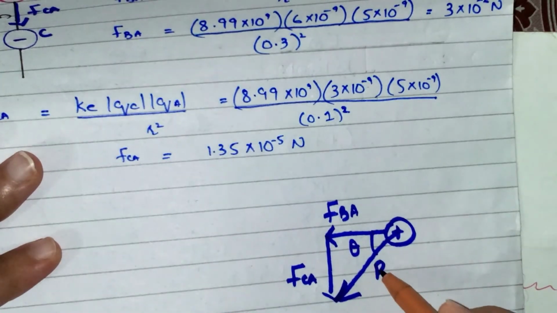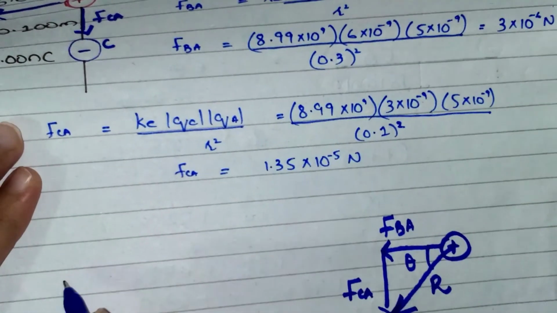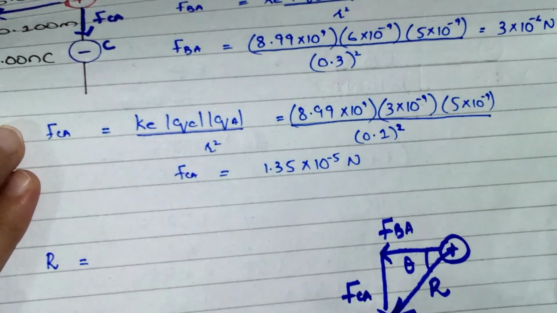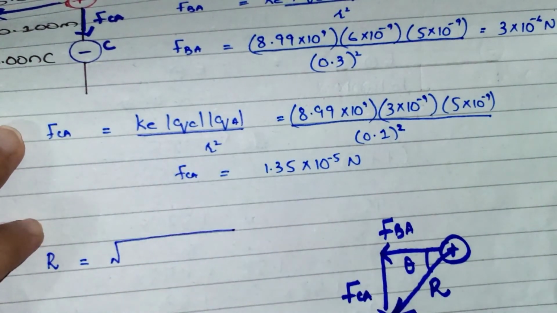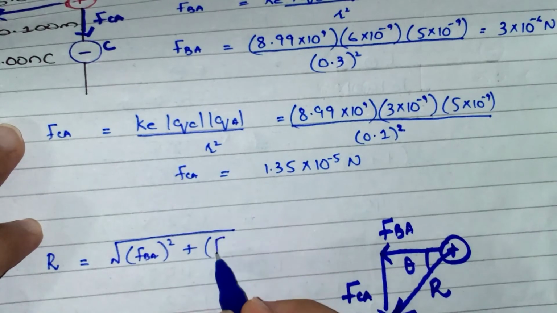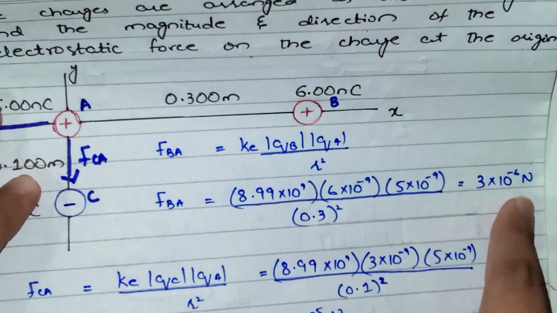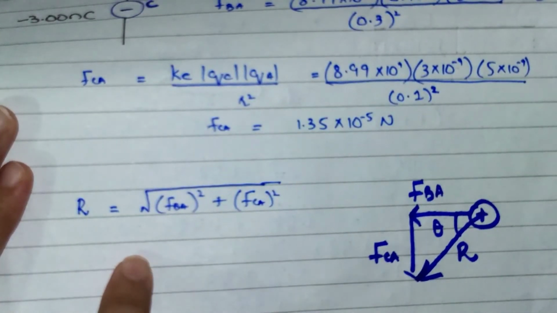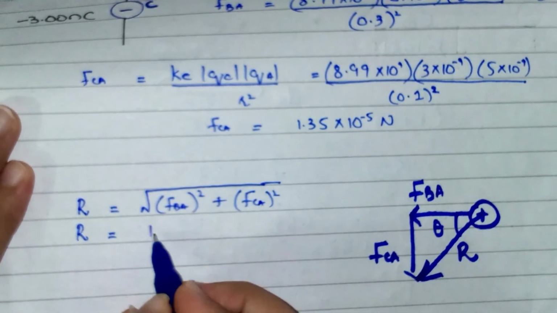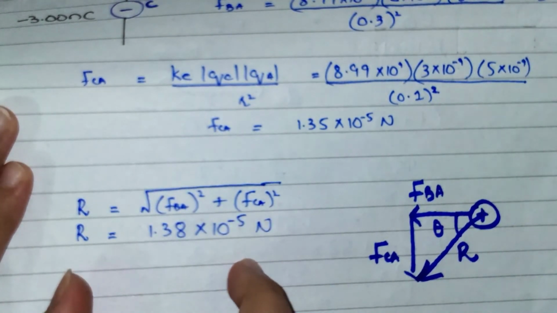So we need to find out this resultant, and for this we can simply apply the Pythagoras theorem to find the resultant force acting on the origin. The Pythagoras theorem: R is the square root of FBA squared plus FCA squared. We know FBA, and we have found FCA here. We only need to substitute these values in our calculator, and we will get the resultant 1.38 exponent minus 5 newtons. So this is the electrostatic force that is acting at the origin.